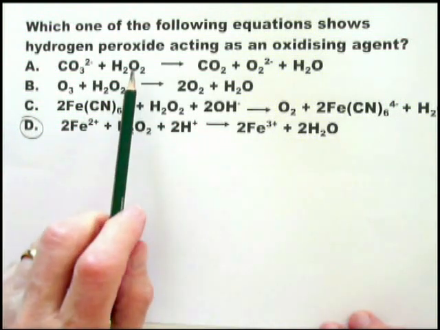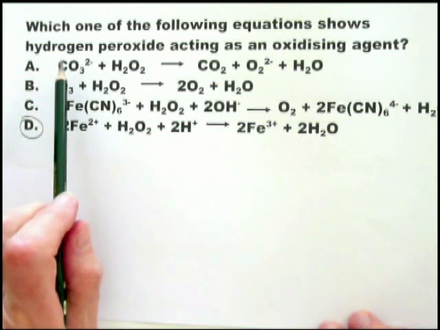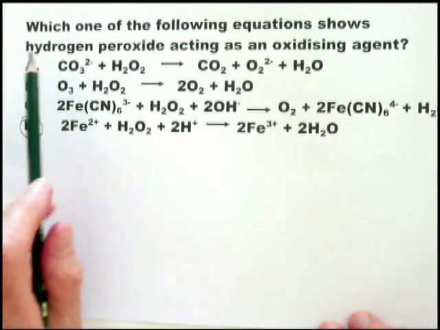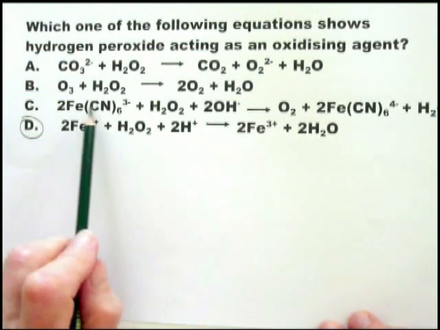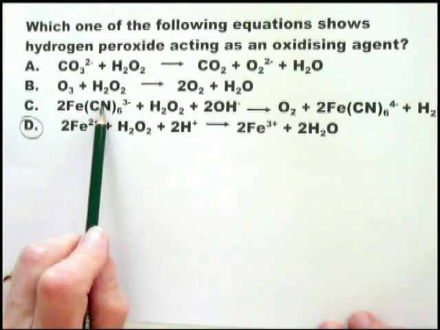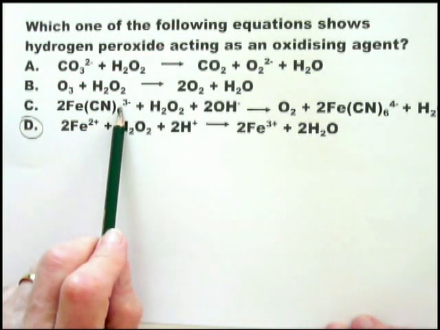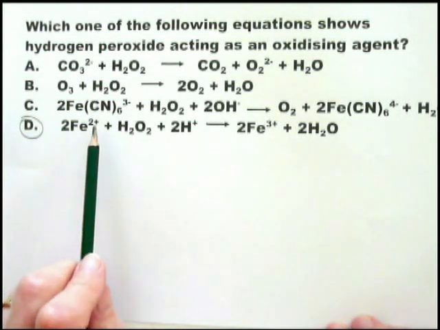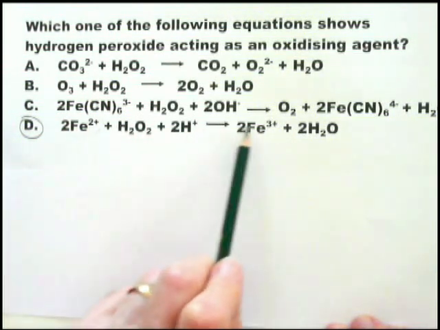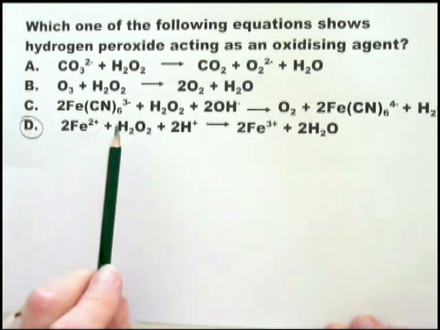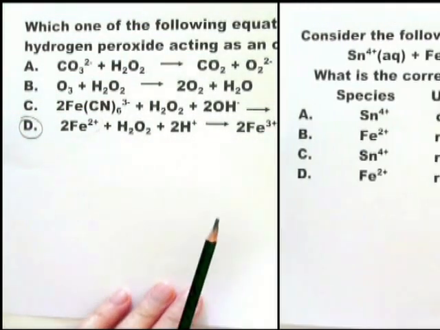You can look through the others and decide that there is no oxidation taking place there, there is no oxidation taking place there, and there is no oxidation taking place there. In fact, that's a reduction. So this one is the only one, just because I saw that the Fe2+ is being oxidized to Fe3+. Therefore, hydrogen peroxide is acting as an oxidizing agent.